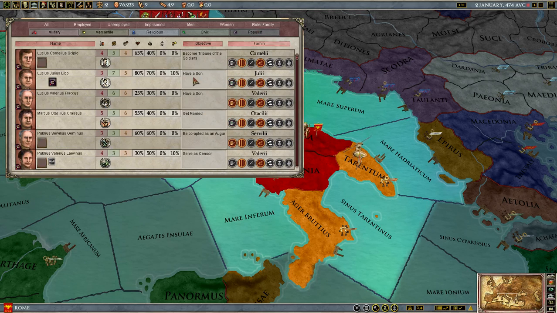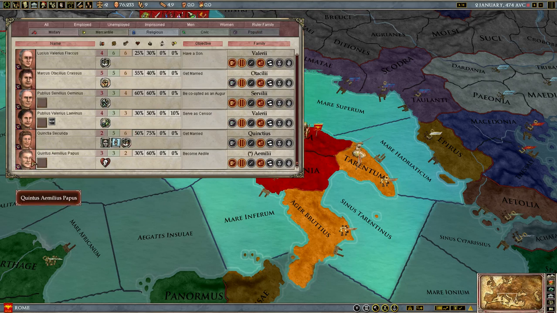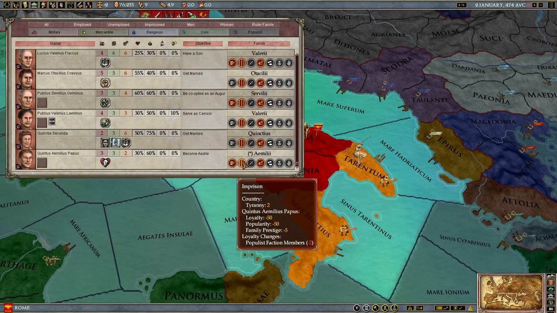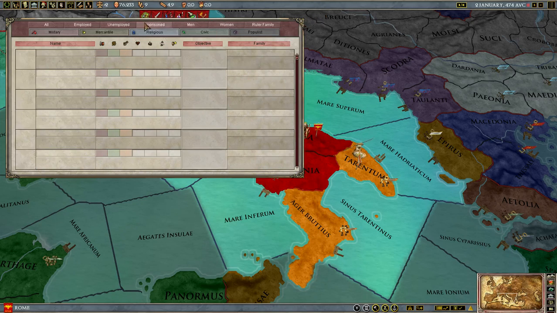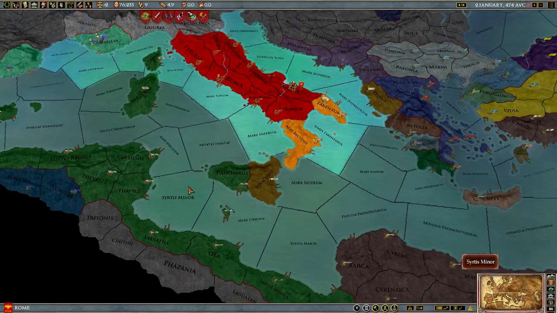You can, of course, also sort by faction. It's good to know who the populists are. And, of course, imprisoned. Useful stuff. And that's generally about it for that.